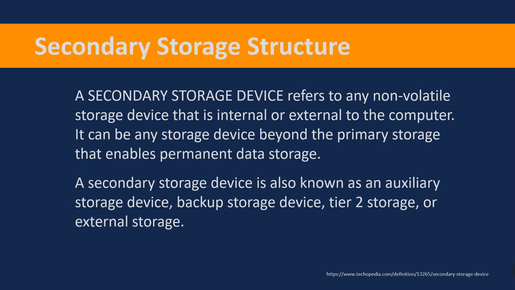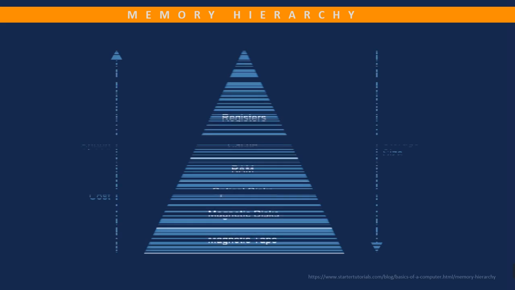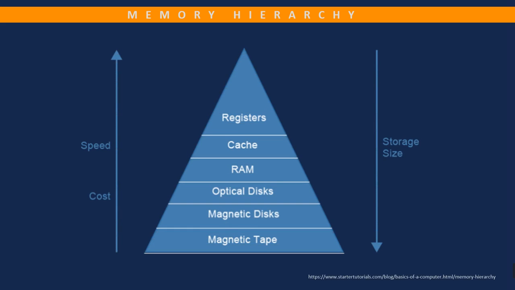A secondary storage device refers to any non-volatile storage device that is internal or external to the computer. It can be any storage device beyond the primary storage that enables permanent data storage. A secondary storage device is also known as an auxiliary storage device, backup storage device, tier 2 storage, or external storage.